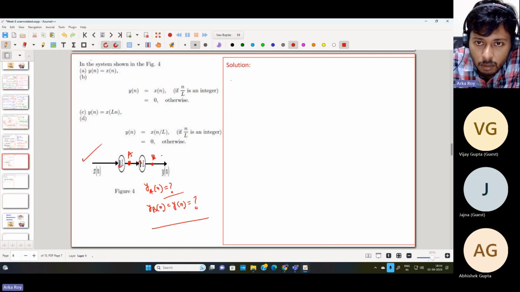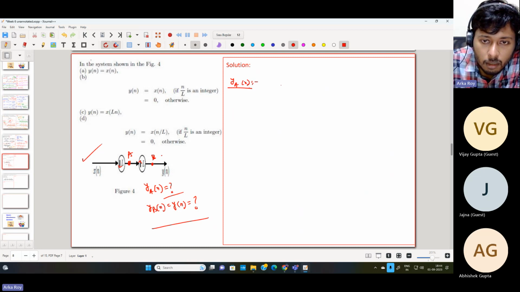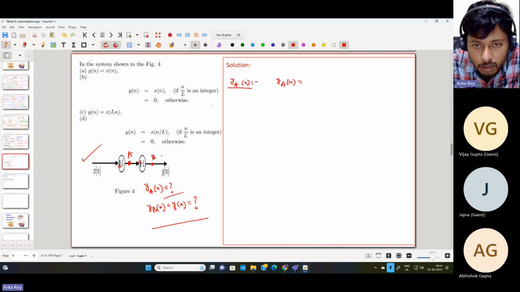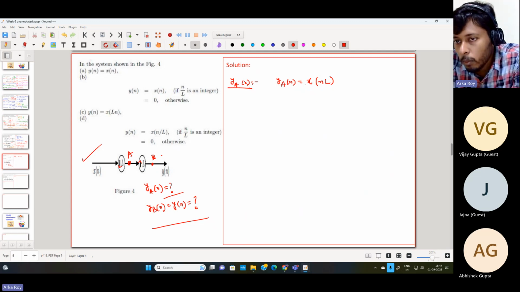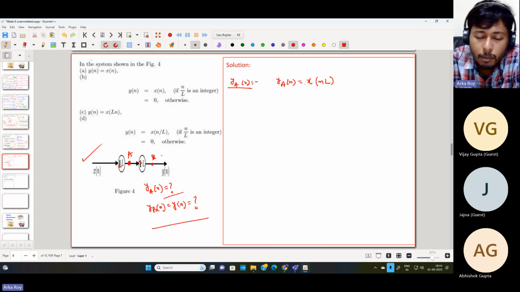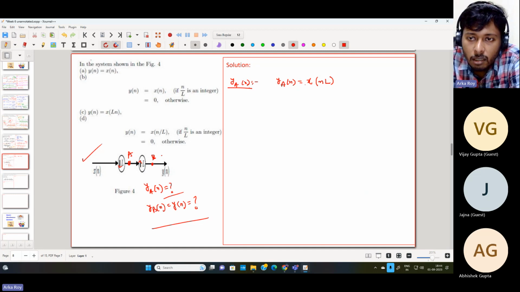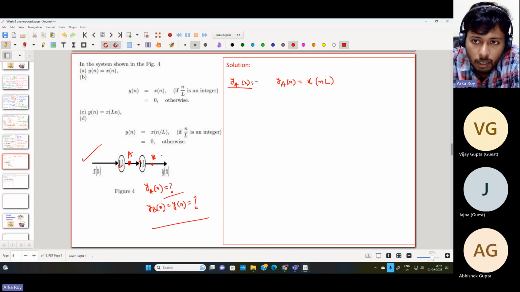So let us start with y(a) of n. Because it's a downsampler, I can write it as x of n into L. Here I don't have to bother about the sample locations, because in a downsampler I'm dropping some samples from the original signal at a regular interval. Therefore y(a) of n is equal to x of nL, and nL should be an integer. That is quite trivial.